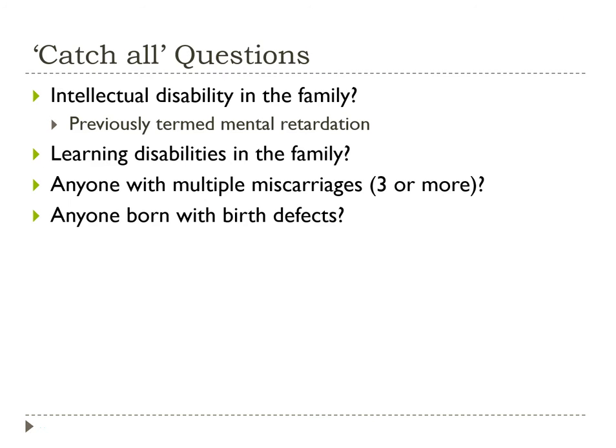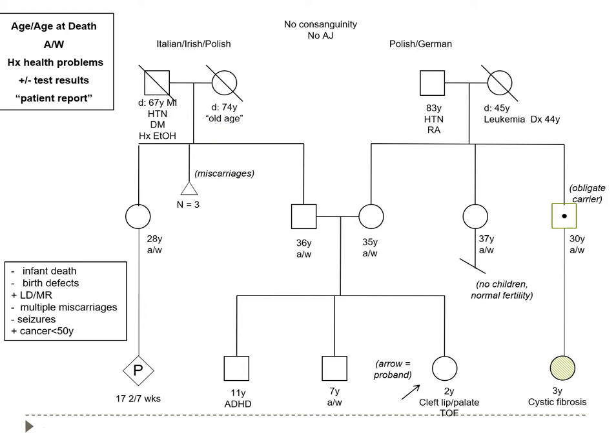And then when we're done with the pedigree, catch-all questions. Anybody in the family with intellectual disabilities, learning disabilities, anybody with 3 or more pregnancy losses, anybody with birth defects. So here's a very large pedigree, but again, you can see I try to construct 3-generation pedigrees, and each generation is on its own line.